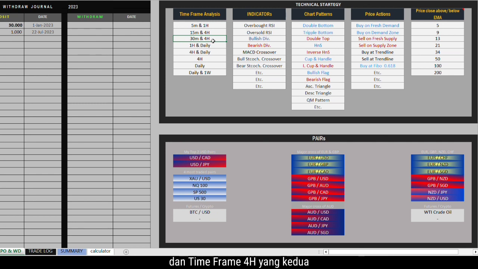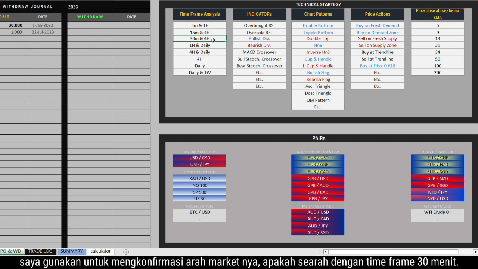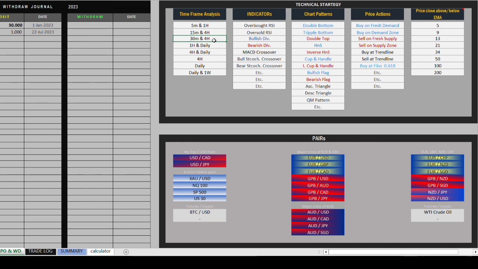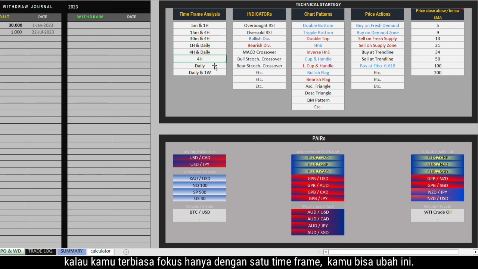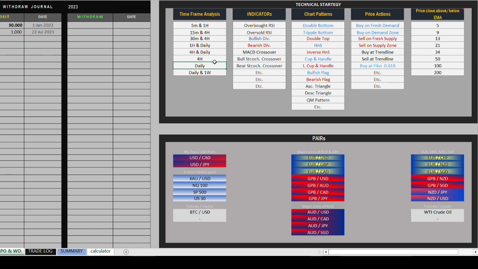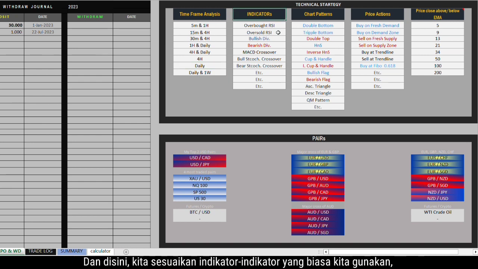And the second, 4-hour time frame, I use to confirm that the direction of the market is in line with the 30 minutes time frame. However, if you're used to focusing on only one time frame, you can change it. Then here we adjust the indicators that we usually use: chart patterns, price action, and there's also a moving average strategy. And for moving average, we need to adjust the numbers here according to which moving average we use.